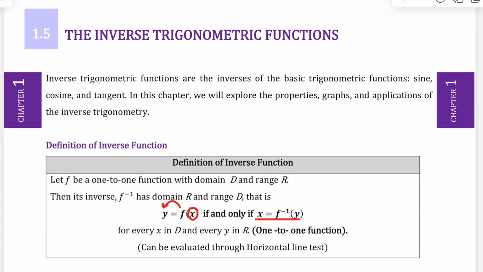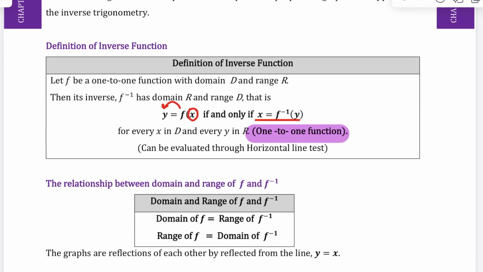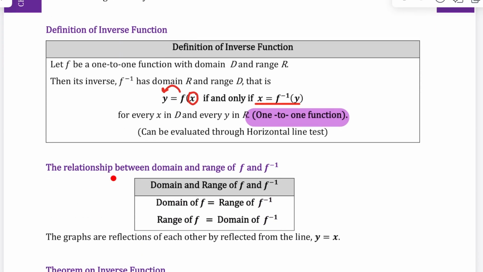Again, this is the condition. It must be a one-to-one function, which we can evaluate through the horizontal line test, where the line only touches at one point. Other than that, we have learned the relationship between domain and range for f and f inverse. The domain of f is equal to the range of f inverse, and the range of f is equal to the domain of f inverse.